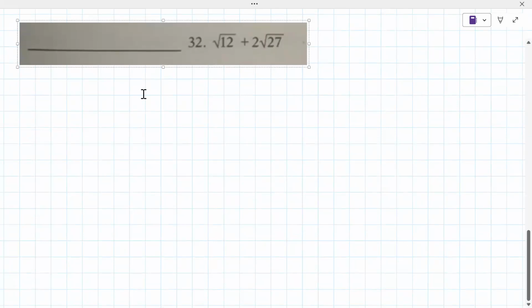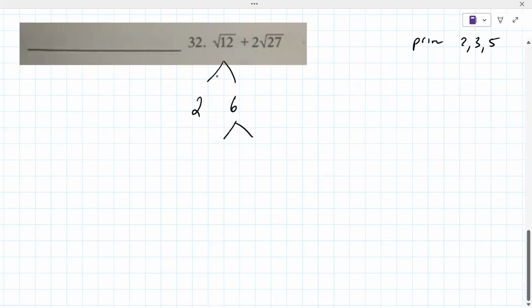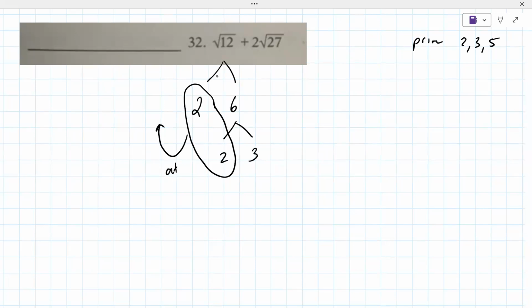So this problem here, you're reducing roots. We're going to reduce first the square root of 12. So to do that, you start with 2. You start with prime numbers, 2, 3, 5, and so on. 2 times what number gets you back to 12? 6. 6, and then you try 2 again. And so for any pairs, you bring that out. So you bring the 2 out, the 3 stays in, so it becomes 2 square root of 3.